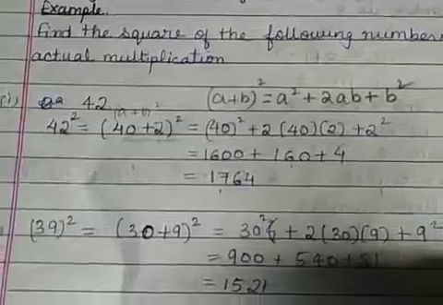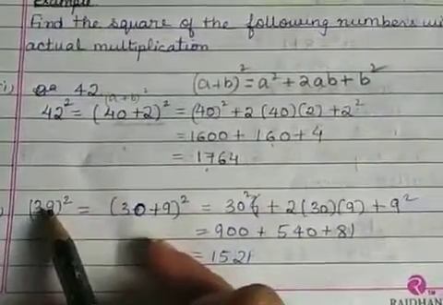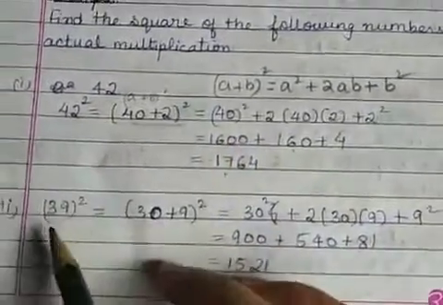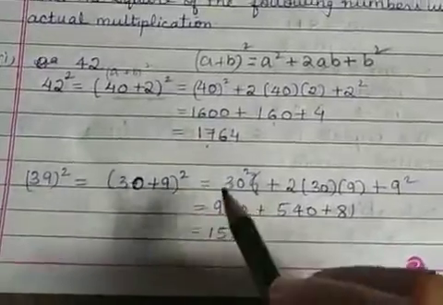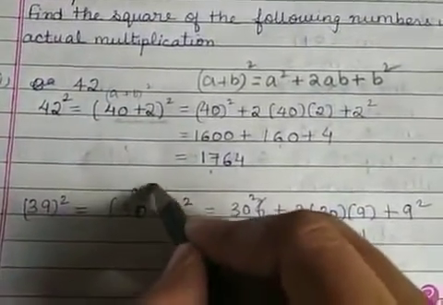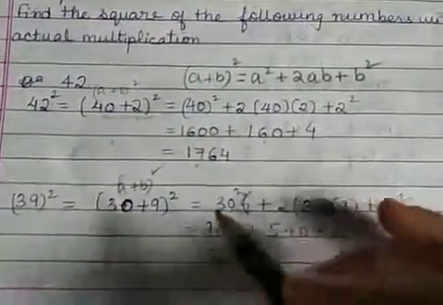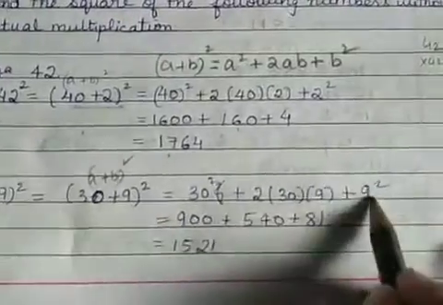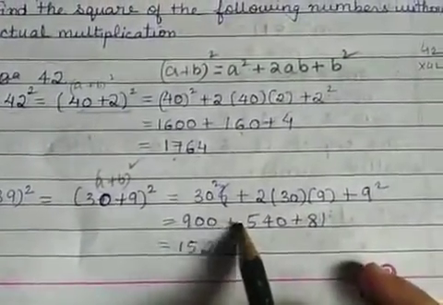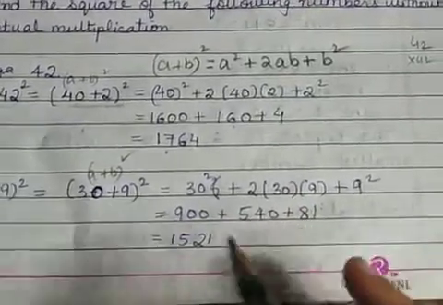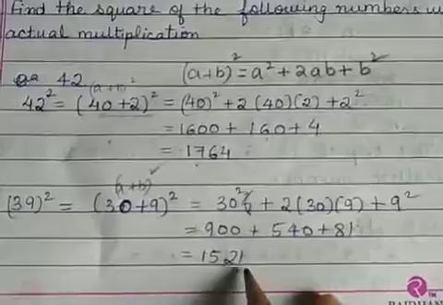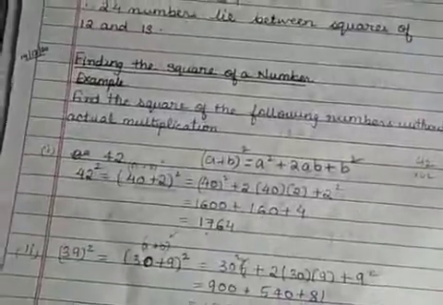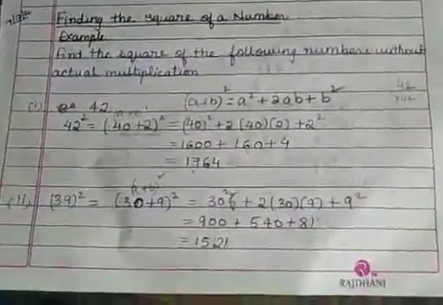Let us take another example, 39 square. 39 square can be written as (30 plus 9) the whole square, because 39 is 30 plus 9. This is again of the form (a plus b) the whole square. So we have a square, so 30 square, plus 2 times ab, so 30 into 9, plus b square, which is 9 square. 30 square is 900, plus 540, plus 81, which is equal to 1521. So in this way we can find the square of given numbers without actually multiplying the two numbers.